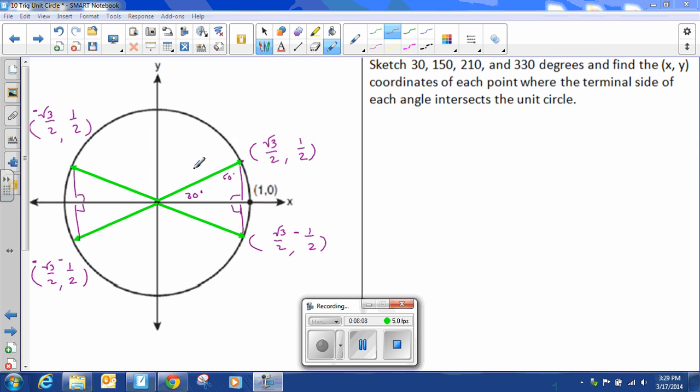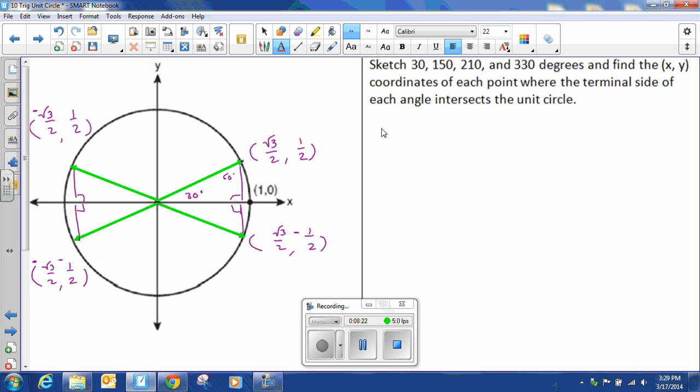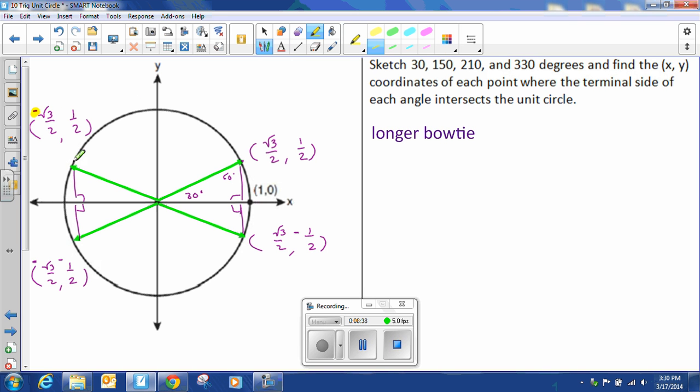And now our bow tie just got skinnier. So this would be, we'll call it the narrower bow tie. Called the longer bow tie. Okay? And the same thing, the ordered pairs are all exactly the same except for the signs. Right? The signs have to be consistent with what quadrant we're in.